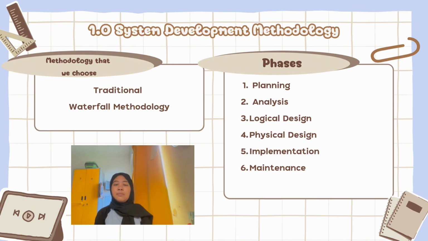course, lesson, and payment. Phase number 4 is physical design. Physical design is designing database tables, user interfaces, system architecture, and choosing technologies such as MySQL and Secure Payment Gateway. Number 5 is implementation. Implementation is developing the modules, testing the system, deploying it, migrating data if needed, and training administrators, instructors, and students. The last one is maintenance. Maintenance is fixing bugs, enhancing security, improving performance, updating payment services, and adding new features based on user feedback.